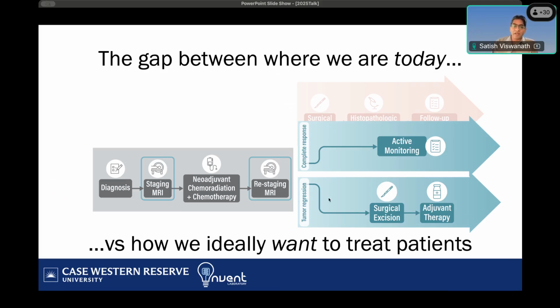Those who just have regression go to surgical excision. You can imagine there may be other pathways here for other types of therapy, so patients who may not respond to neoadjuvant therapy. And this question is a common question that is being addressed in a number of different cancers, including rectal cancers and brain tumors, which are some of the use cases that we explored in our RadxTools project.